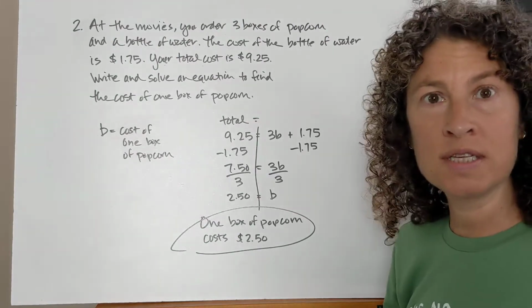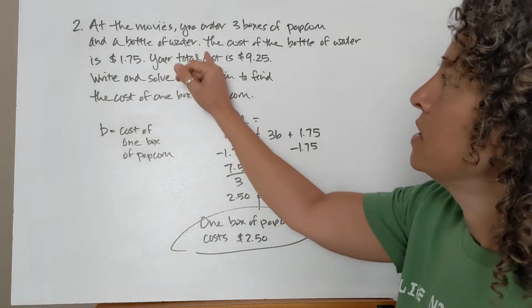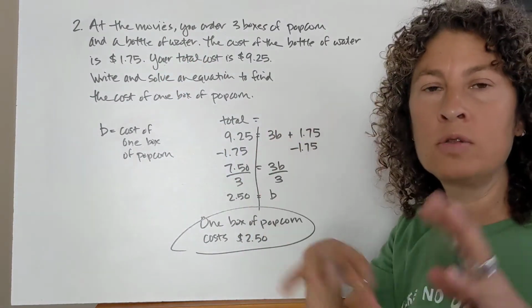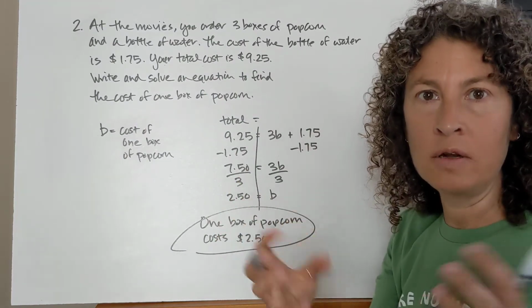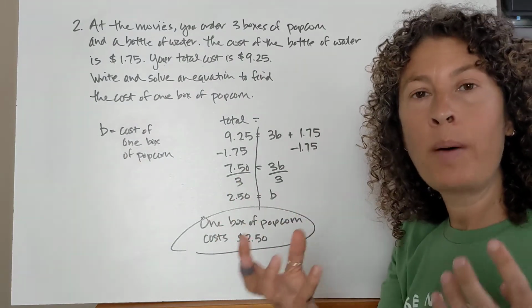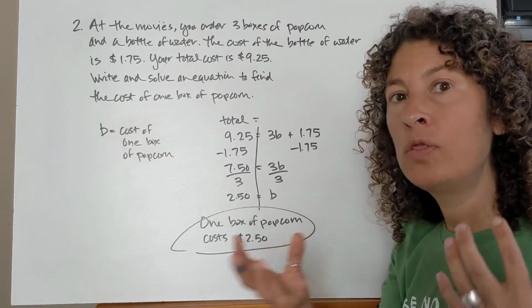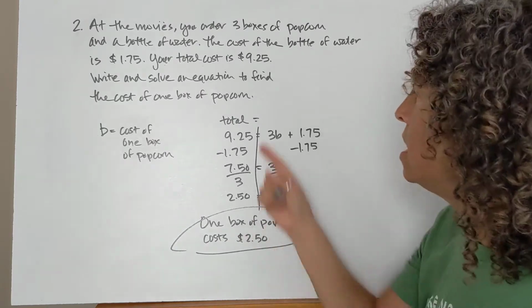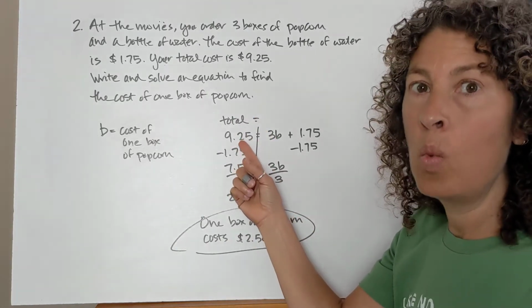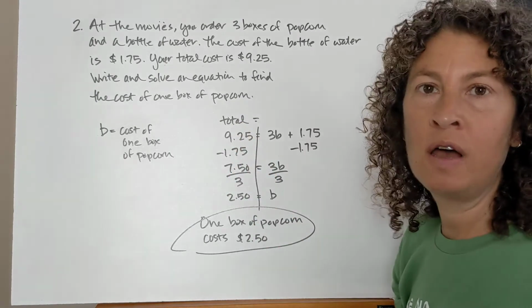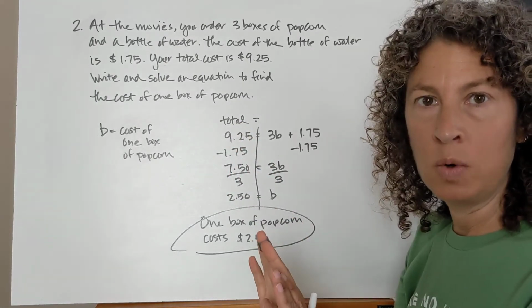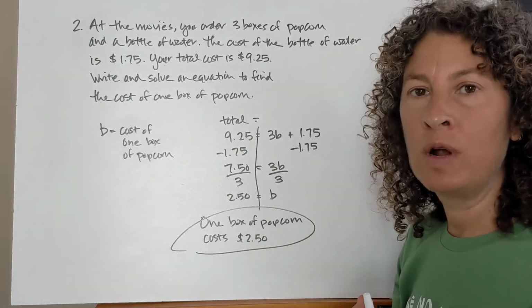So my equation, let's set this up. Again, we notice that this tells us the total cost. So that's the popcorn and the water together. And when I'm looking at the popcorn and the water together, I'm going to think about how to put those together in my equation. But I'm going to put my total on one side. So here's my $9.25 all by itself on one side of the equation. Now I'm going to think about the rest of my equation.